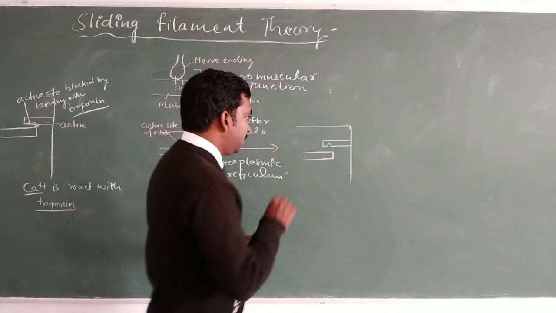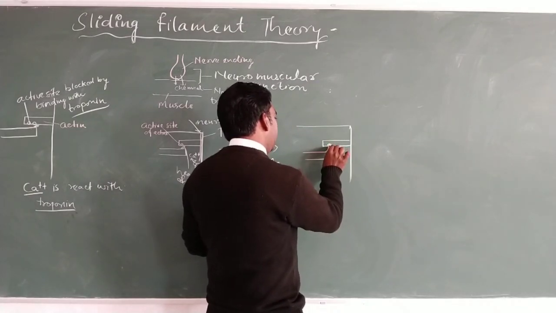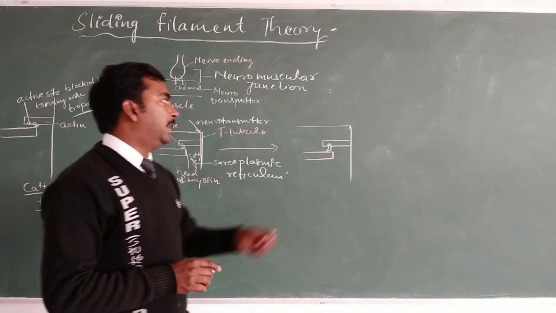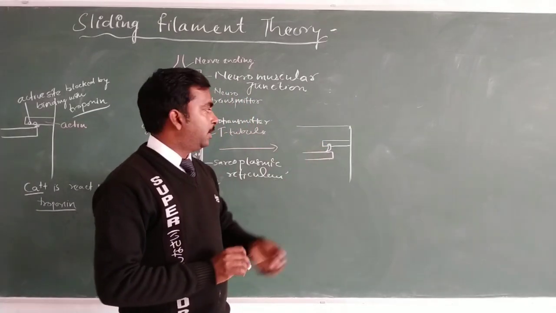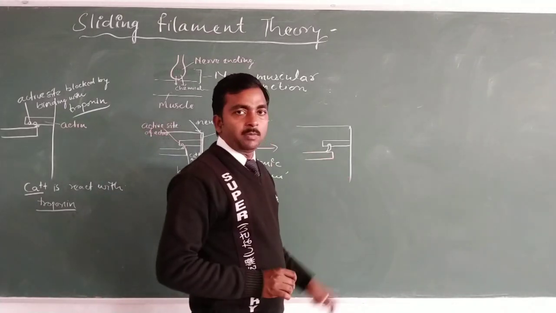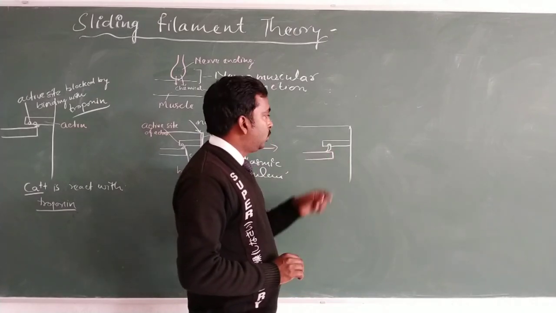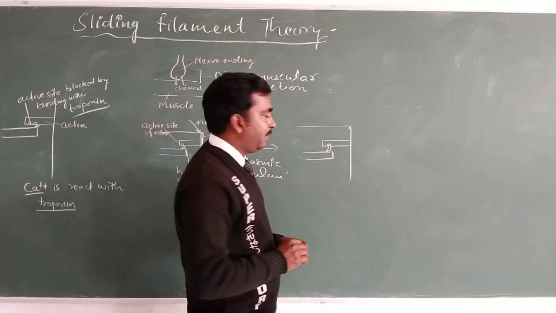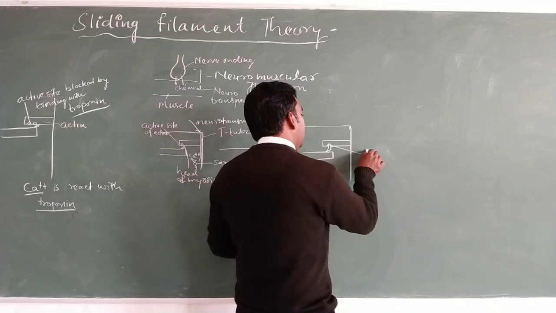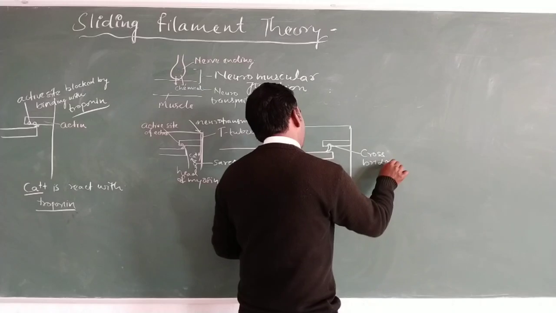Then due to the free active site of the actin filament, the head of the myosin filament gets attached to the active site. That process of attachment of the head of the myosin filament to the active site of the actin filament is known as cross bridge formation.